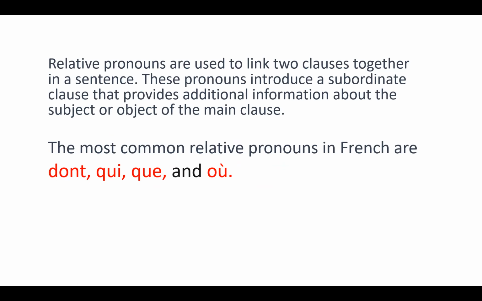Okay, so when we talk about relative pronouns, there will be two sentences, that is, the subordinate clause and the main clause. The subordinate clause always provides additional information about the main clause and is linked to it with a relative pronoun. The common relative pronouns in French are dont, qui, que, and où. So let's see their uses.